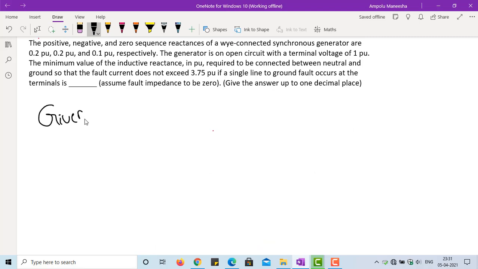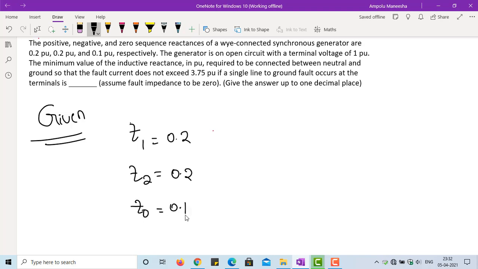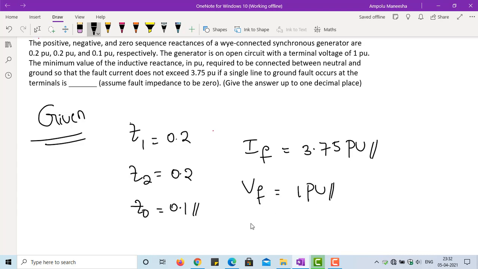Given, the sequence impedances are Z1 is 0.2, Z2 is also 0.2 and zero sequence impedance Z0 is 0.1 respectively, and also it is given that the fault current should not exceed 3.75 per unit, and also it is given that the voltage at the fault location is 1 per unit.